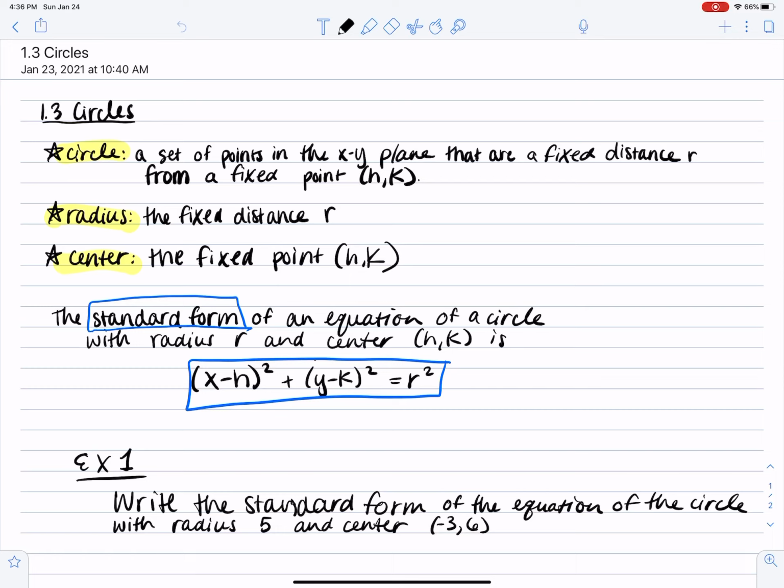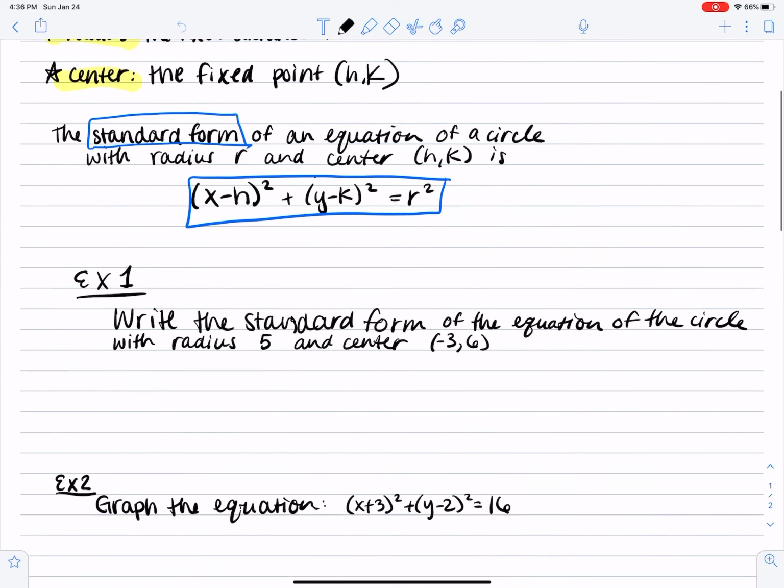Then what we're going to learn today is the standard form of an equation. So if you have the radius r and the center (h, k), you can write the equation of a circle in the form of (x minus h) squared plus (y minus k) squared equals r squared. So we have a couple examples to do today.